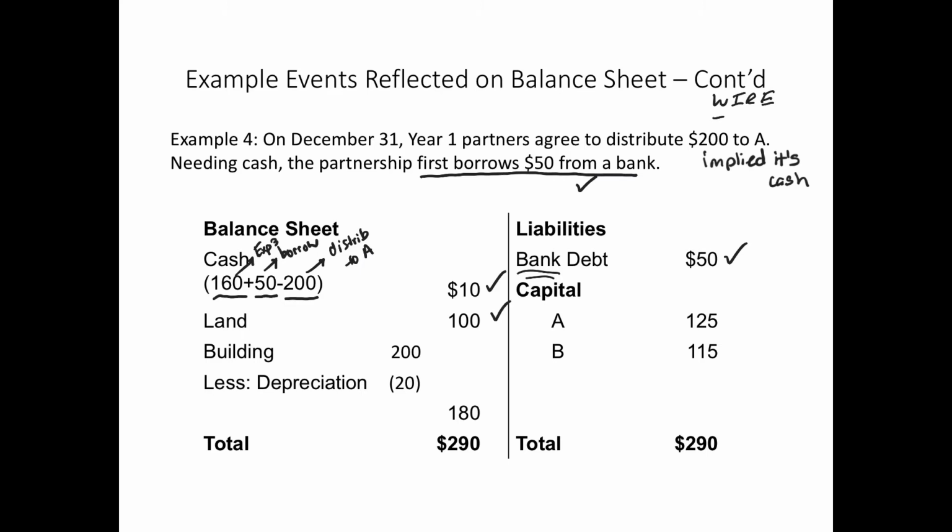The land is still 100. That hasn't changed. And the book value of the building from example 3 is still 180. That brings us to a total of 290. Okay? Then we have our liability, 50, capital of A. So in example 3, A had a balance of 325. A has just taken out $200 of cash, right? This is W. It reduces the equity or capital. That leaves us to 125. And then B hasn't changed. And if you add those together, you're going to get 290. 290 equals 290, and we are in balance. Boom.